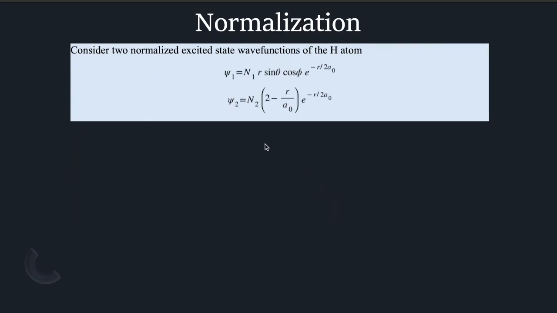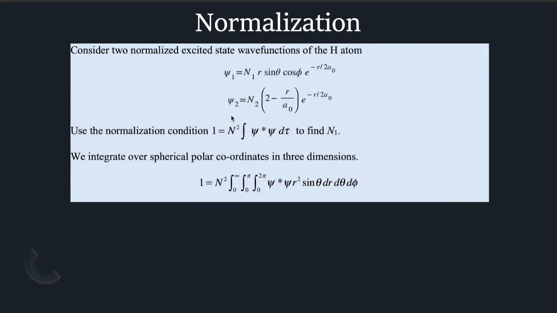Now let's actually calculate one of these for the hydrogen atom. Here are 2 normalized wave functions that describe excited states of the hydrogen atom, psi1 and psi2. What we want to do is use the normalization condition to find the normalization constant for the first wave function, psi1.